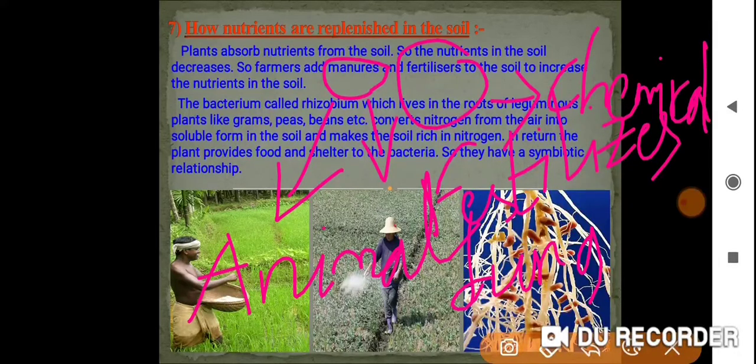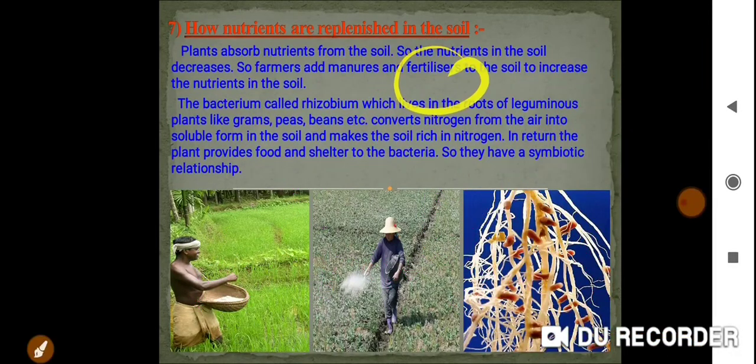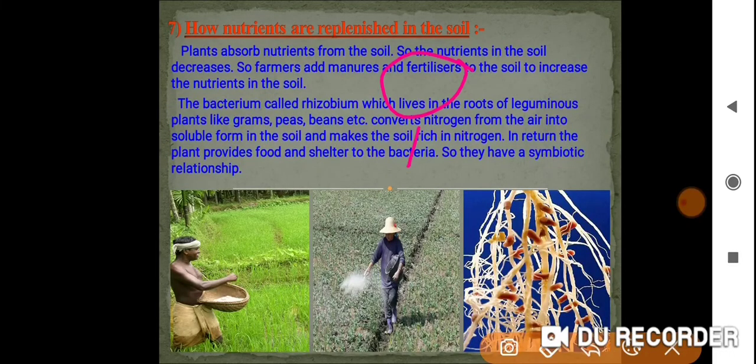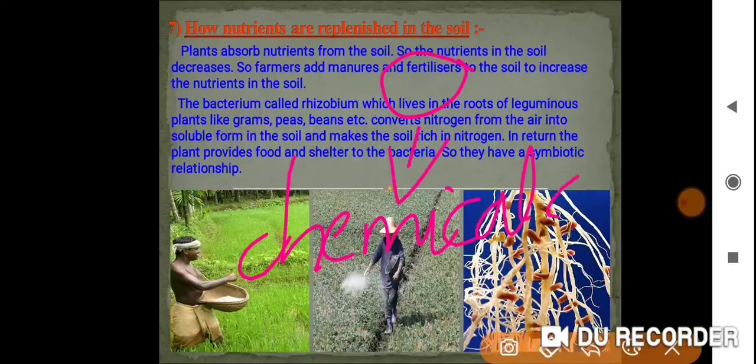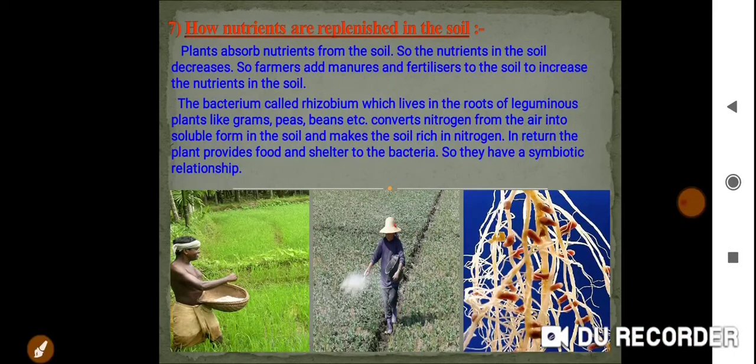Are you getting my point? Fertilizers are completely dependent on chemicals. They are made up of many chemicals which are prepared in laboratories. There are many differences between manures and fertilizers which you will learn in the upper classes. I will come back to you afterwards. Got my point? The farmers keep on adding manure and fertilizer to increase the fertility of the soil. That is nothing but replenishment.